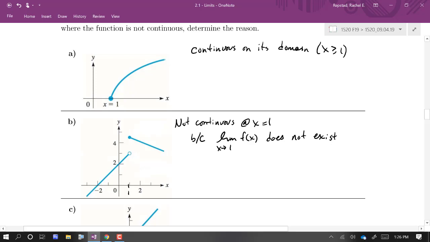In part B, we identified that it's not continuous at x equals 1. Everywhere else, though, it seems to be pretty smooth sailing, so we might just add a note that it's continuous everywhere else.